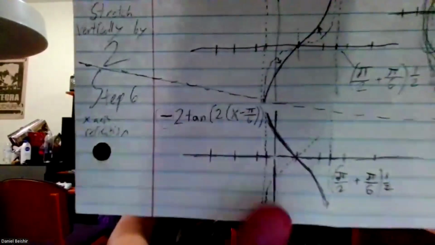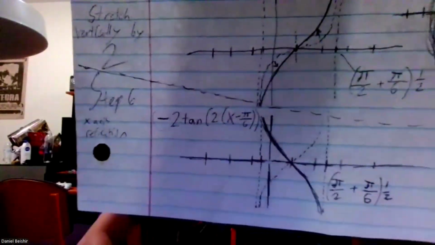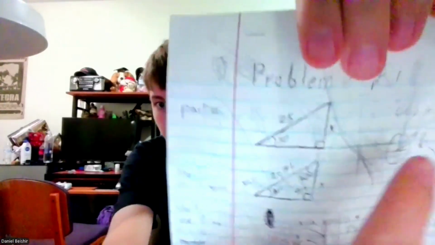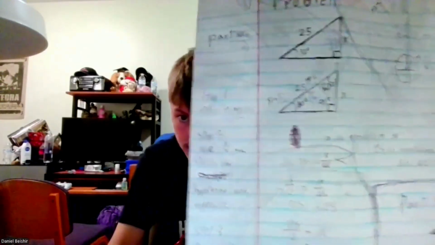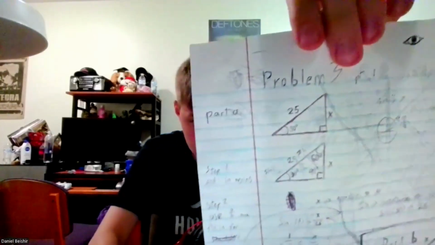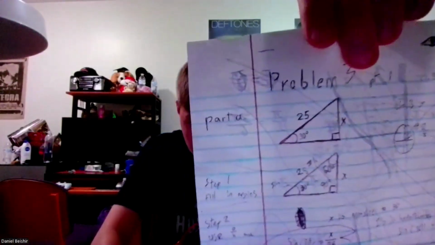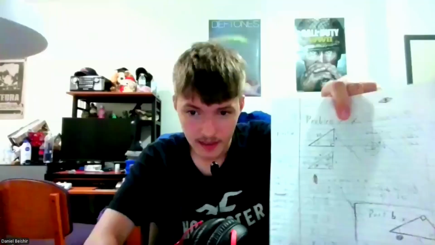This is what that looks like. The goal is to find x right here on the side. The first step is to fill in all the angles since we already have two, 30 and 90. So we fill in the 60.